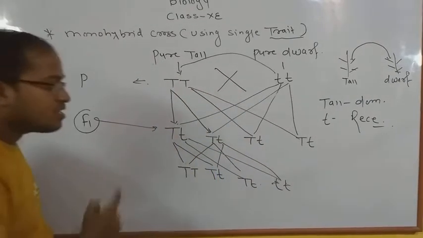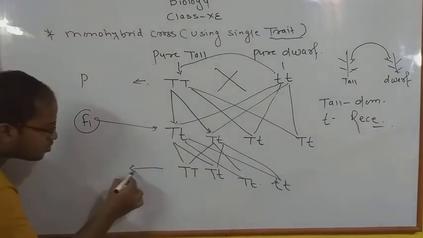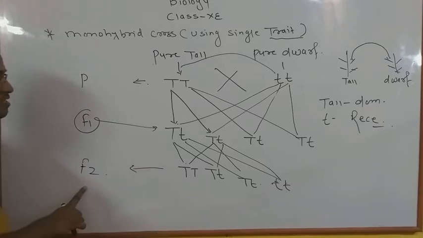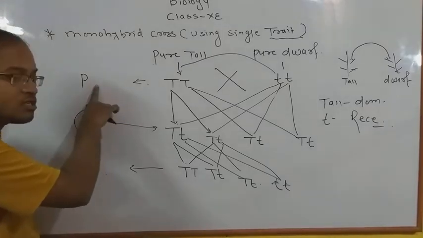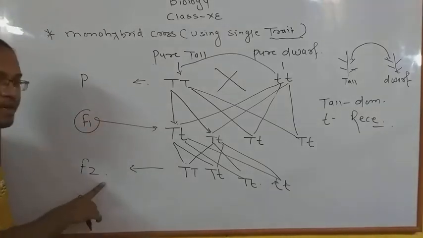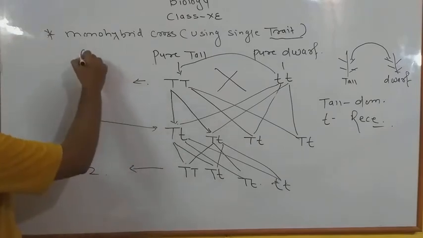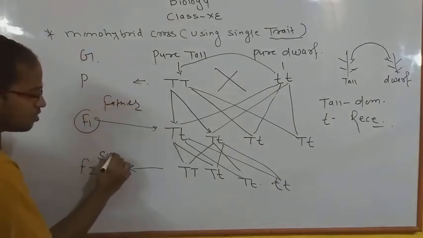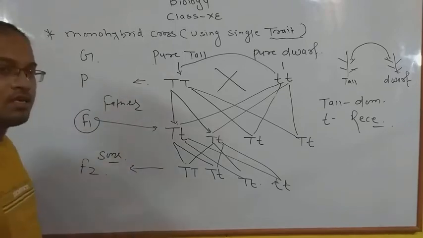Okay, what was the strange in F1 generation? This is called F2 generation. Okay, this is filial first generation and this is second generation. Parent generation, daughter generation, and second is F2 generation. Okay, this is grandparents, this is father, and this is our sons. So we can easily note that.